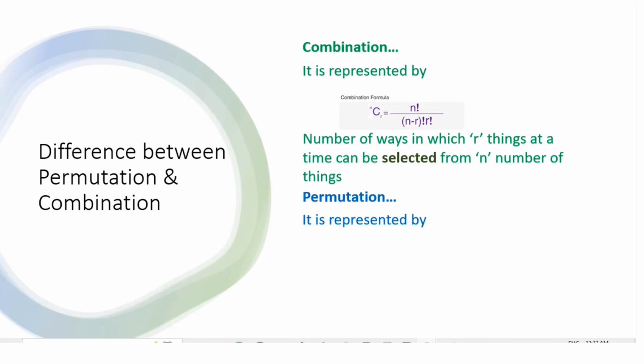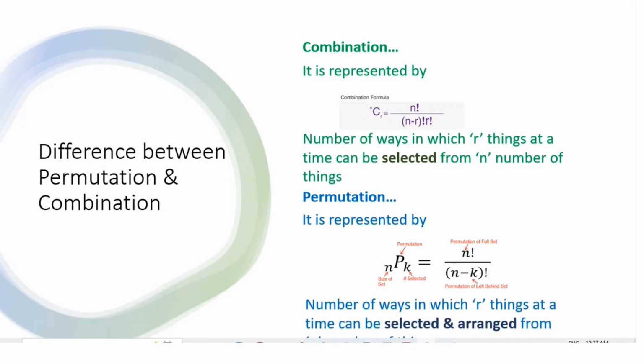And if I say permutation, it is represented by P, and the formula states n factorial by n minus r factorial, whatever term you want to use. So basically this denotes the number of ways in which r things can be selected and arranged. So if we see, selected and arranged, and not just selected. Now we will take this by example of combination.